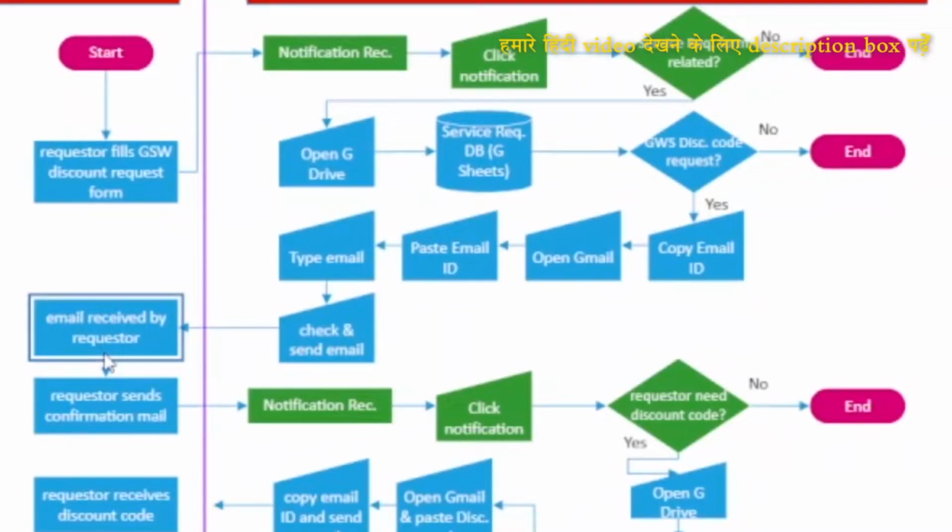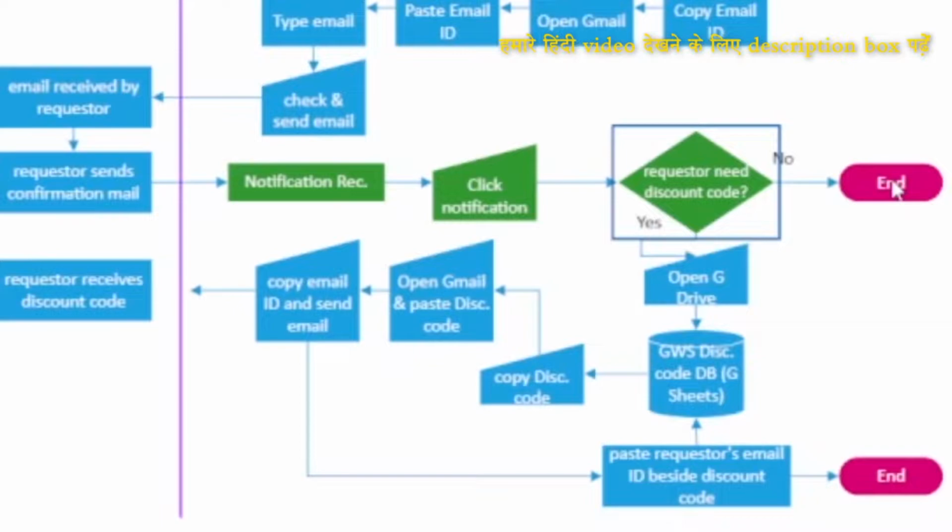So till this part I had shown automation in my previous video. What we will do here now: the requester sends a confirmation email like "confirmed," and that will be replied back to me. Then I will find a notification and click that notification. When that email is opened, I check whether the requester needs a discount code or not. If it is not related to a discount code, the process ends there.